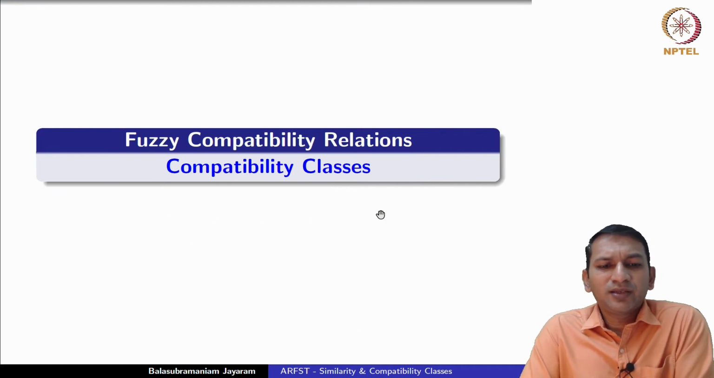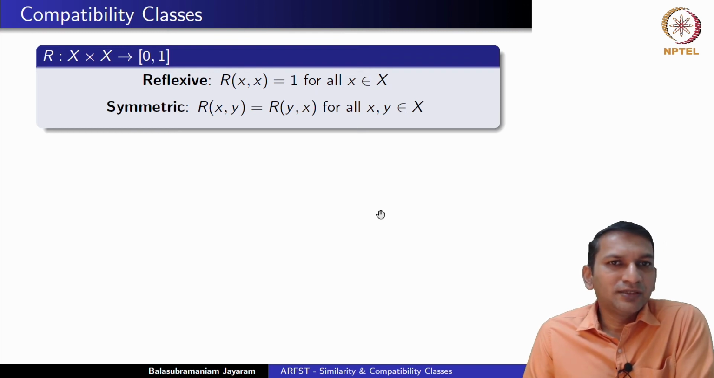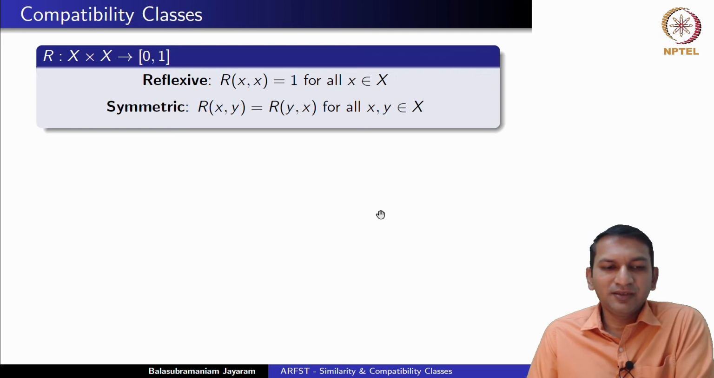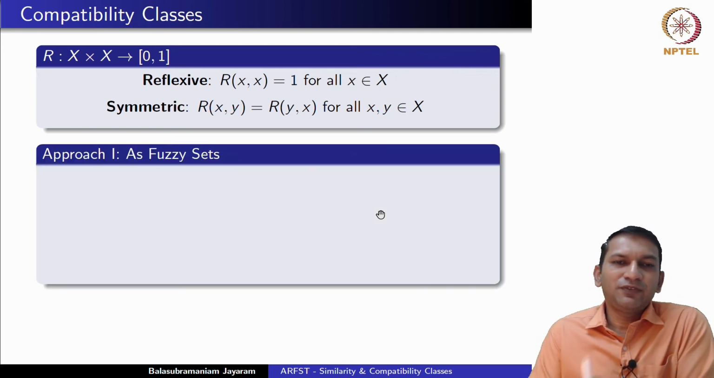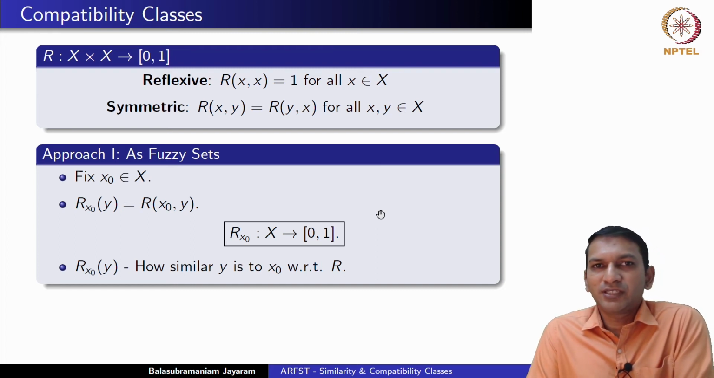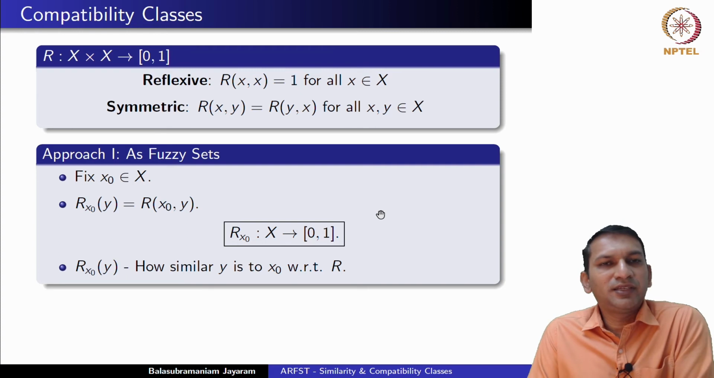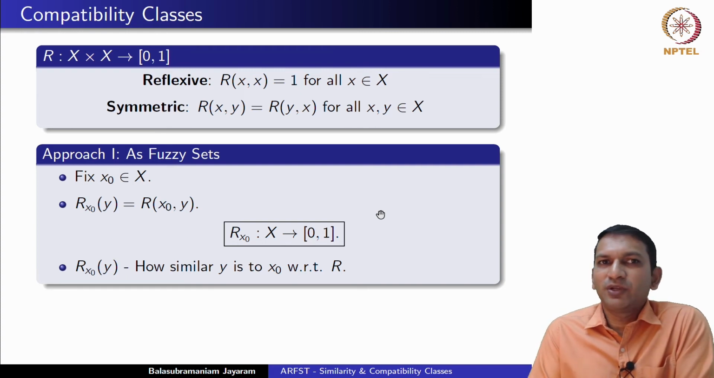Now let's look at fuzzy compatibility relations, which are only symmetric and reflexive. They are not transitive. Can we obtain a similar concept of compatibility classes here? Yes, we can. For instance, once again, if you fix an element x0, you see that it essentially gives you a fuzzy set on X, and you could still say that it measures the similarity between any element Y and x0 under the relationship R. This is clear because it's only a fuzzy set. We don't have any further restrictions.